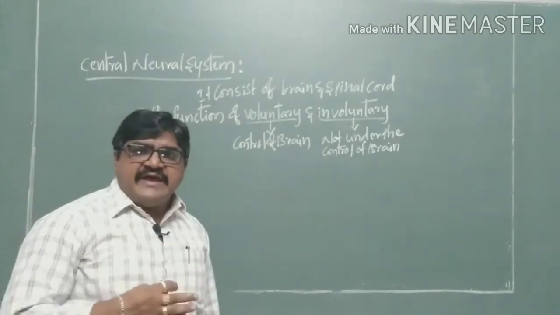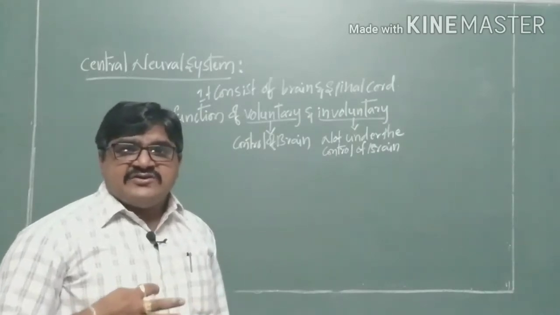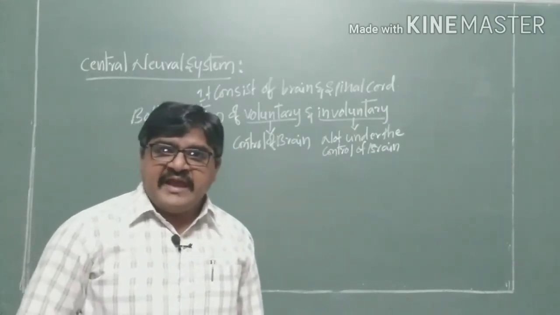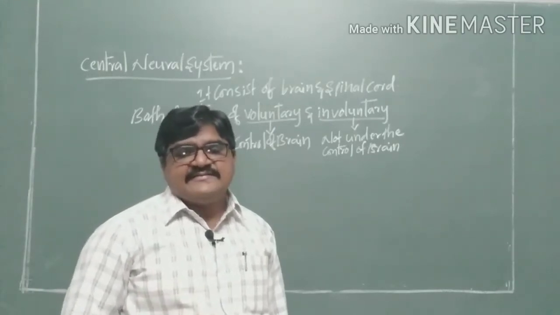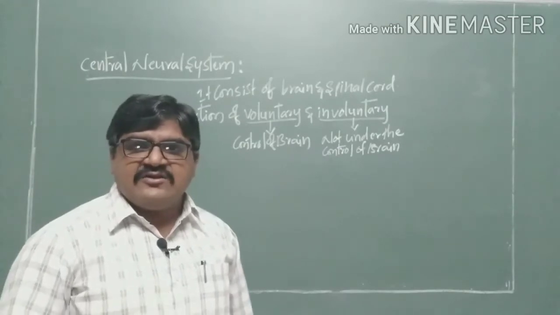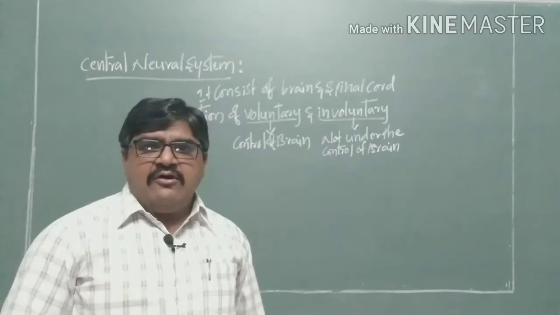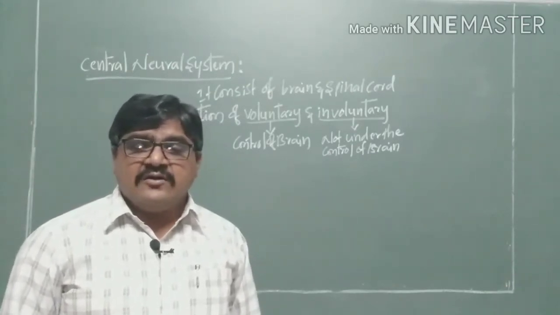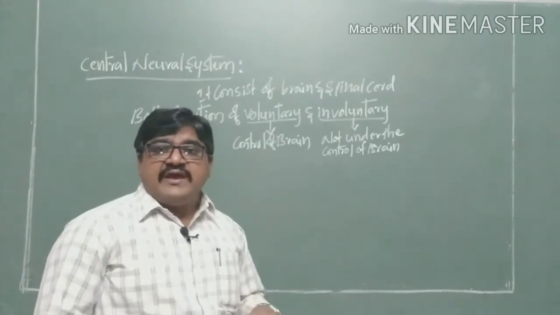And here the brain is a very important organ. It is helpful for vision, and mainly it is helpful for intelligence. Hunger, thirst, and all activities are under the control of the brain. So it is the controlling unit of the body.